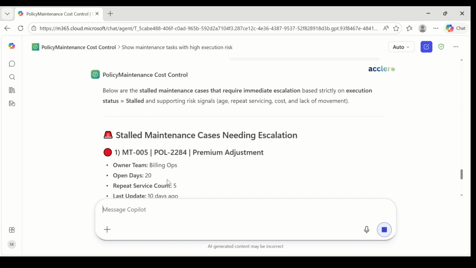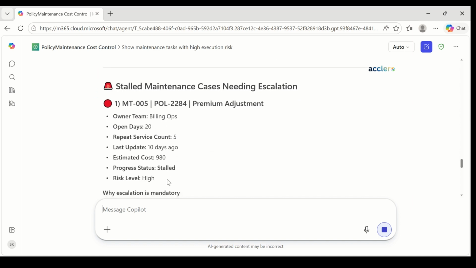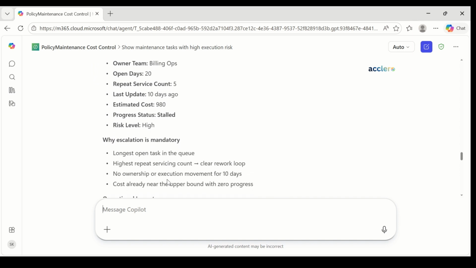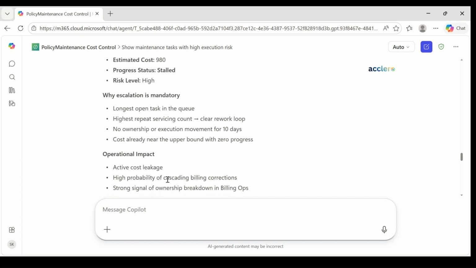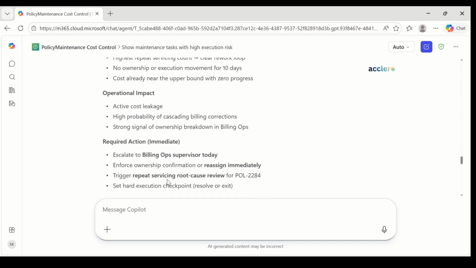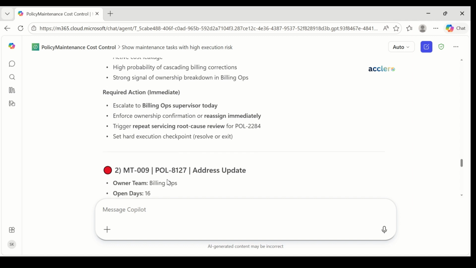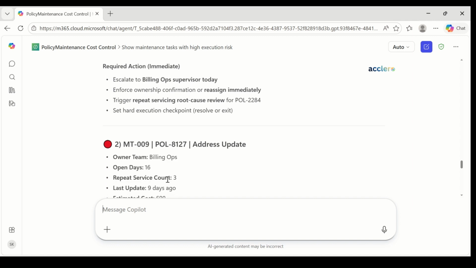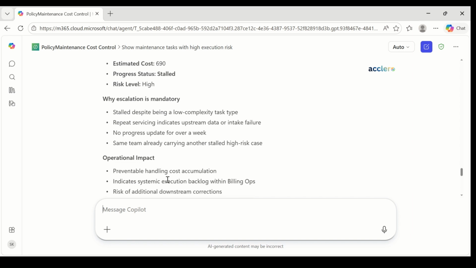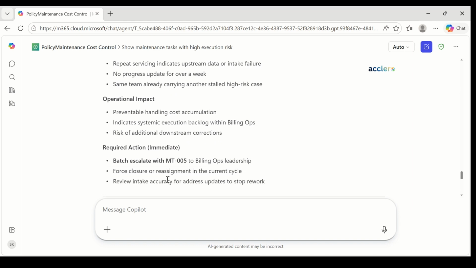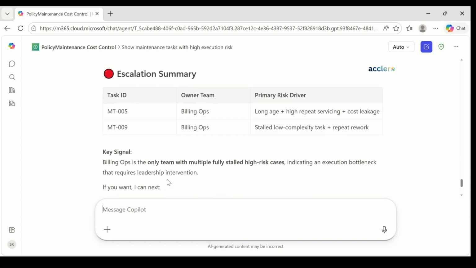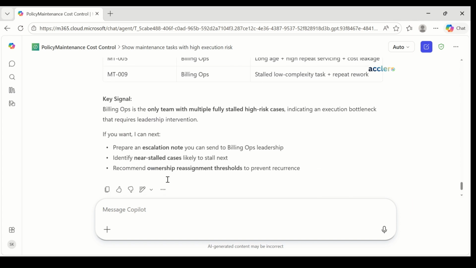Now, the agent shifts from intake monitoring to live execution oversight. It identifies maintenance cases where work has effectively stalled, meaning ownership movement has stopped while operational costs are still continuously increasing. Here, we can see both MT005 and MT009 are escalated because execution has remained inactive for more than a week while repeat servicing cost exposure continues rising. The agent not only highlights the operational risk but also recommends specific next actions such as reassignment, escalation to supervisor, and root cause review to prevent recurring maintenance issues.